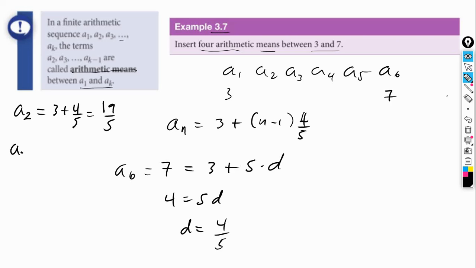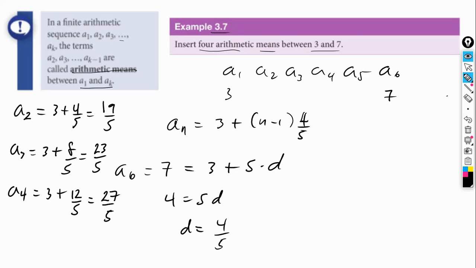The third term is going to be 3 plus 2 times 4/5, so 8/5, and that is equal to 15 plus 8, 23/5. On the next one, it's going to be the fourth term. So that would be 3 plus 3 times 4/5, so 12/5. And this will give us 27/5.